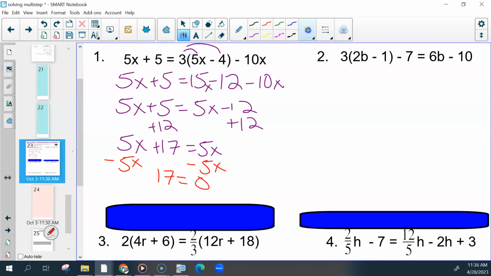Is that a true statement? Can I replace 17 with 0 whenever I want? No. It's not a true statement. It's false. So what type of solution is this? No solution. So when you're solving and your variables cancel, they become 0, and you have two different numbers. That's your no solution case.